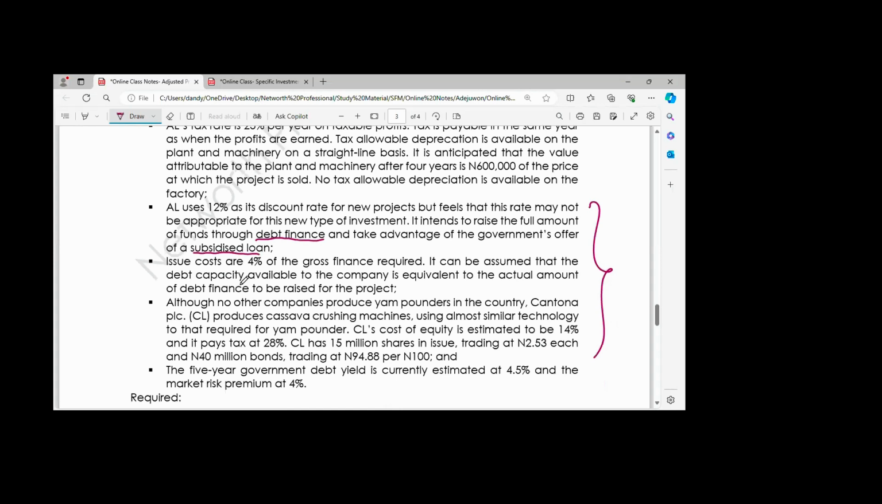So no equity financing. All right. So issue costs are 4% of the gross finance required. I've seen information on issue cost here also. So here is issue cost. Let me write it out in full. Issue cost information is on that paragraph.